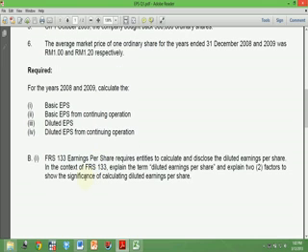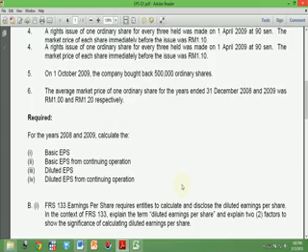On top of that, this question requires the student to explain the term diluted EPS, and explain two factors to show the significance for calculating the diluted EPS.